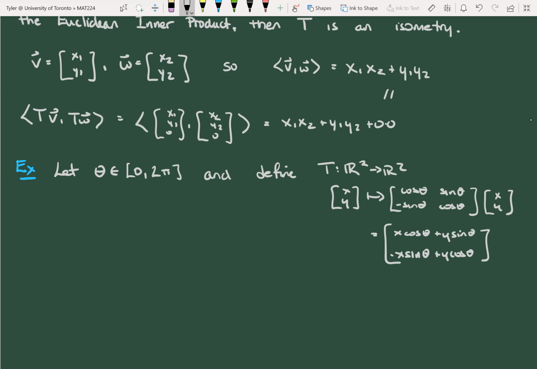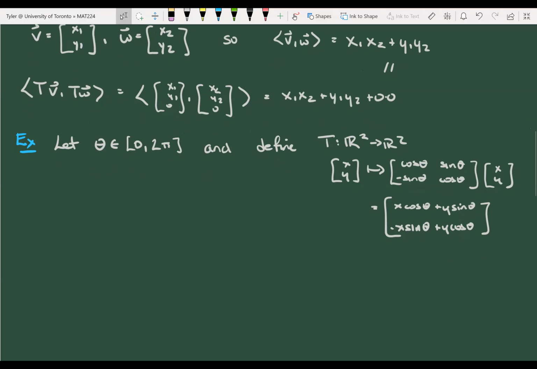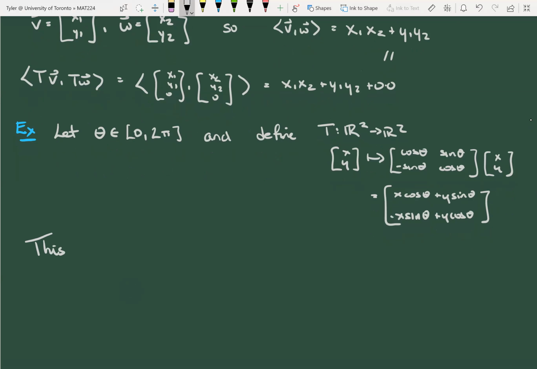Okay, again, claim: if both spaces have the Euclidean inner product, this is an isometry. And again, this is because this is a rotation by theta. In which direction, you guys can tell me. So pi over 2 would give me the matrix (0, 1; negative 1, 0). So I would get (y, negative x). So (x, y) becomes (y, negative x). So this is a counterclockwise rotation. Okay, so again, this is an isometry.